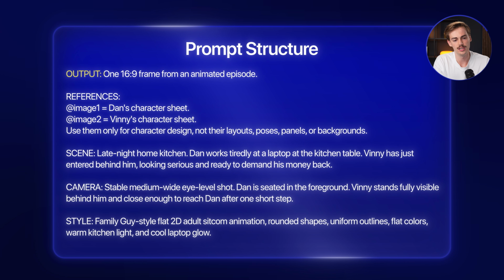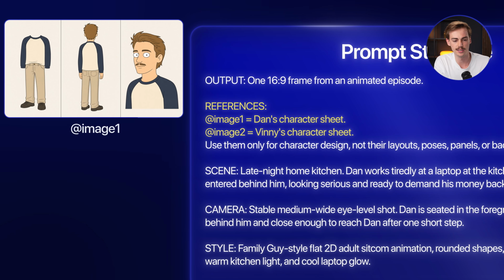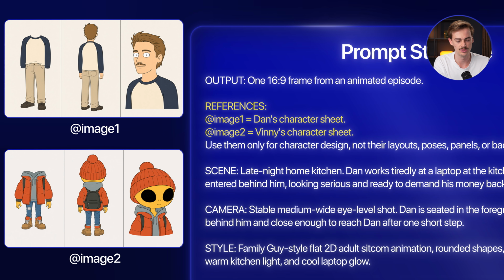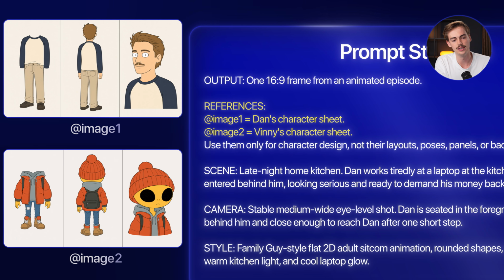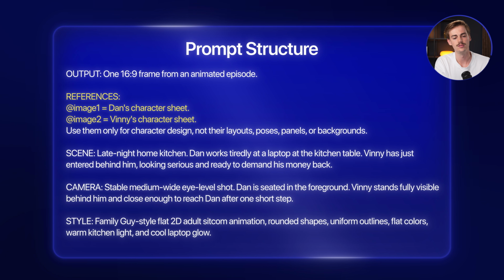First we're gonna say what the output is. So we want to make a 16:9 frame for an animated episode. Then I'm gonna explain what my references are. So image 1 is my character sheet and image 2 is Vinny's character sheet. Now the AI understands what we're referring to. Then: only use them for character design, not their layout, poses, panels or background. This is basically a disclaimer that it can just use them for their likeness.